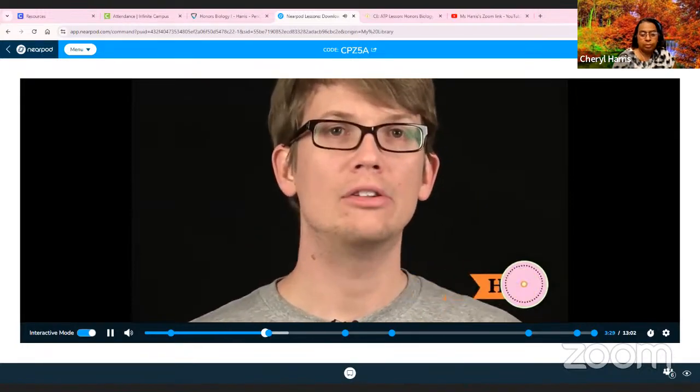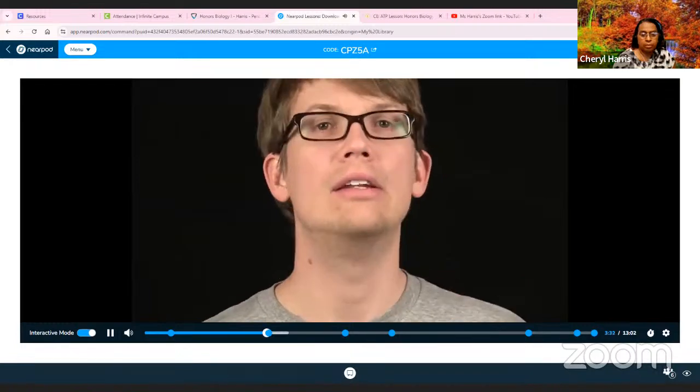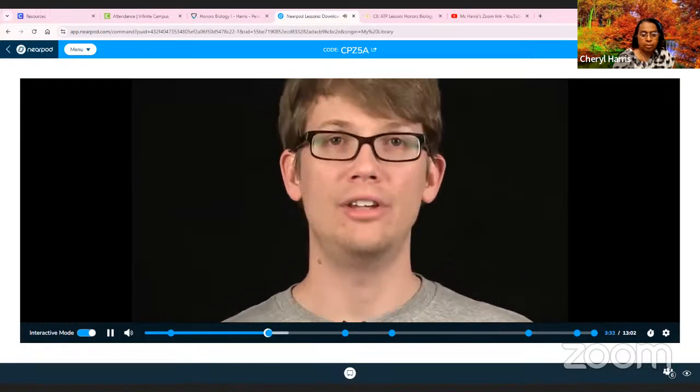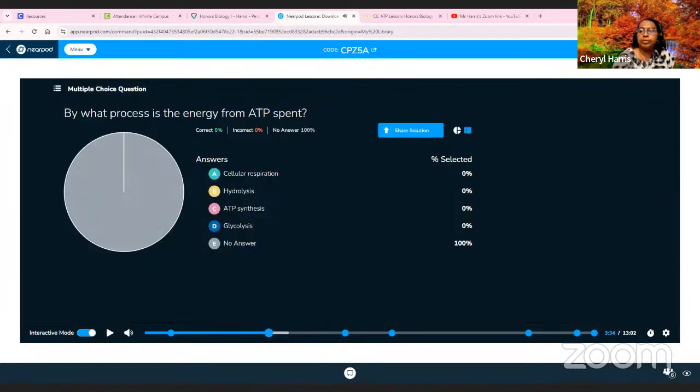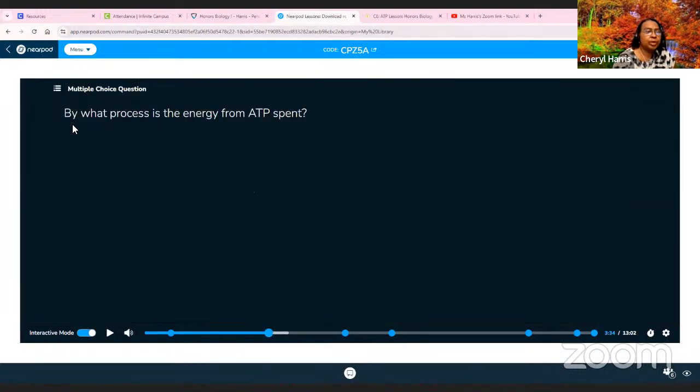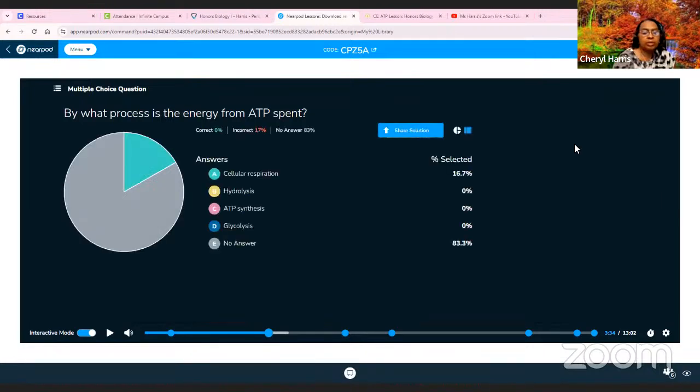So now that you know how it works, let's answer this question. By what process is the energy from ATP spent? You have those choices there. When I leave it on this one, you can almost tell whether you got the right answer or the wrong answer, because it will light up in the green section how many people got it right and how many people got it wrong.